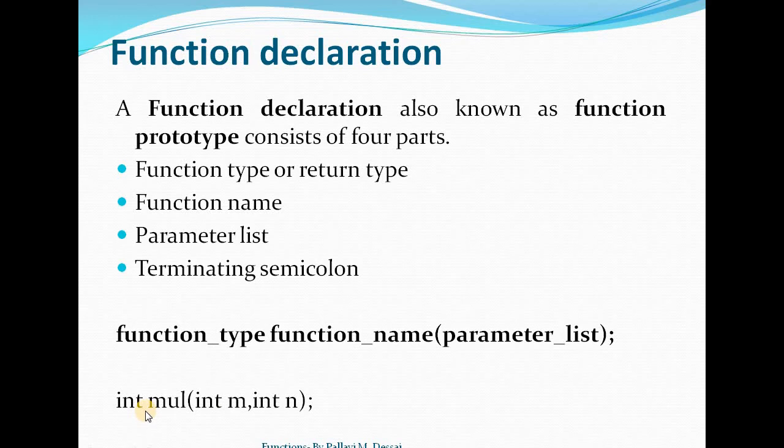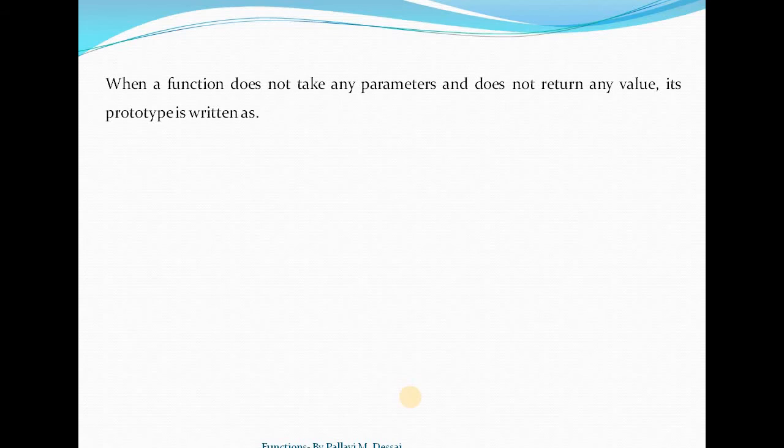This is the return type. That means this MUL function is going to give us the result whose data type is going to be of type integer. The name of the function, that is the user defined function, will be MUL, and this function will take 2 inputs m and n whose data types will both be integer, and at last the most important, that is semicolon.